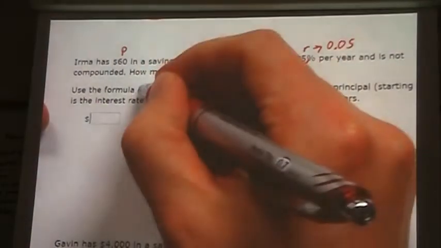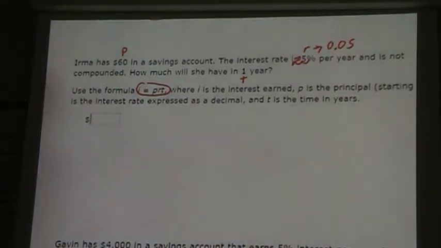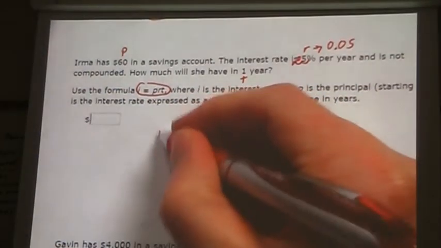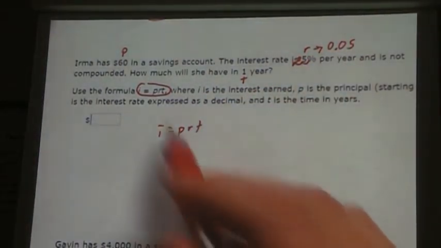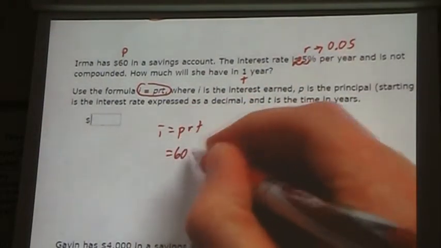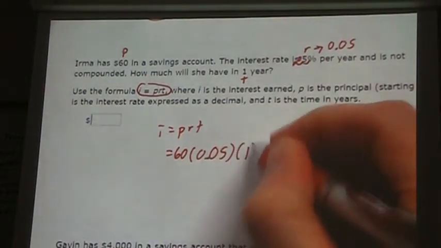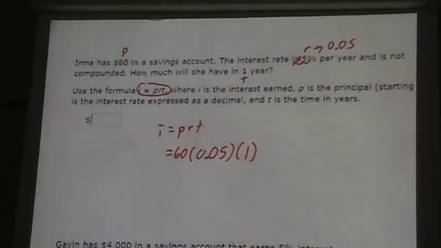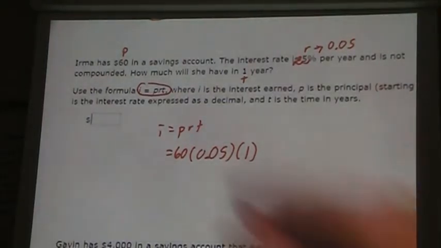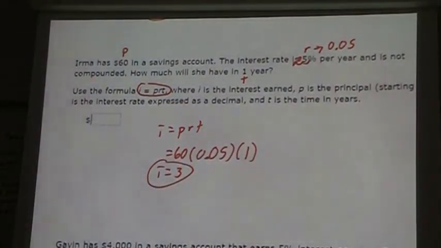And the problem gives you the interest formula again. So we throw those values into the interest formula. I equals PRT. P is 60. R is 0.05. T is 1 again. And we're going to times those on our calculator. And we've got 3 big ones this time. Woohoo, $3.